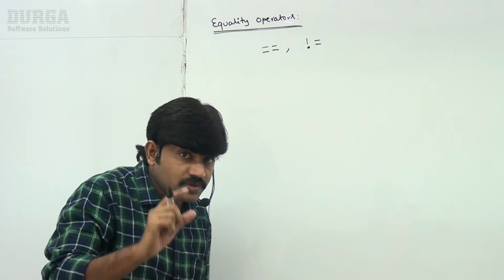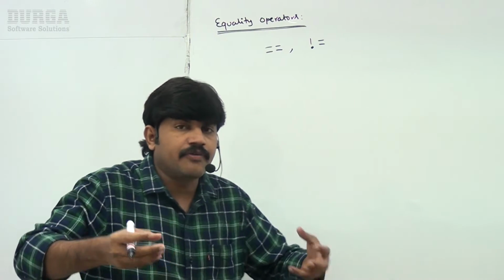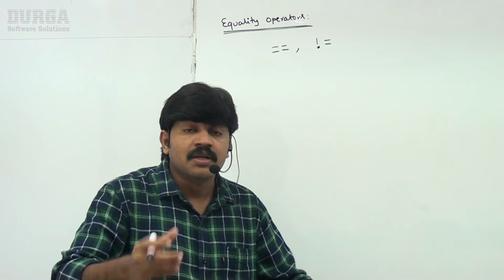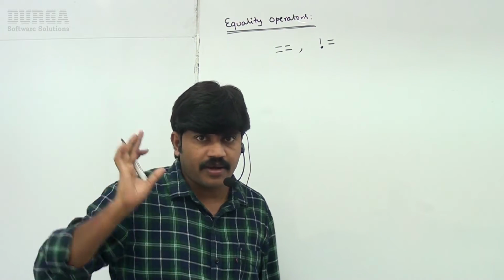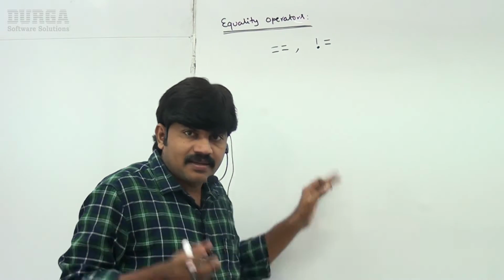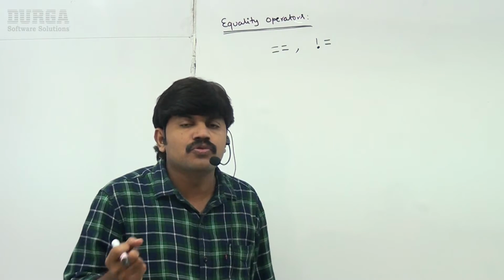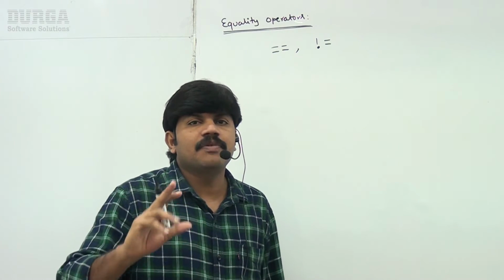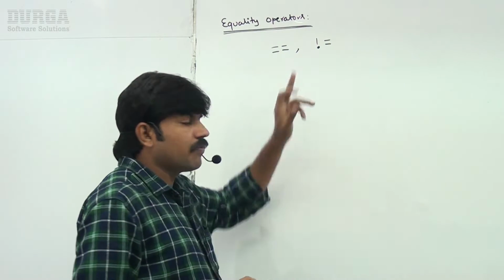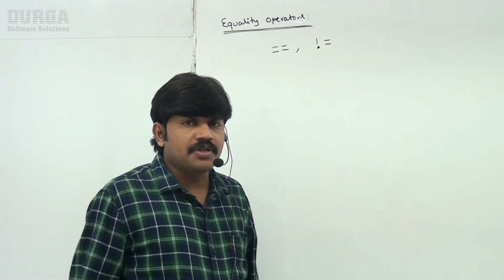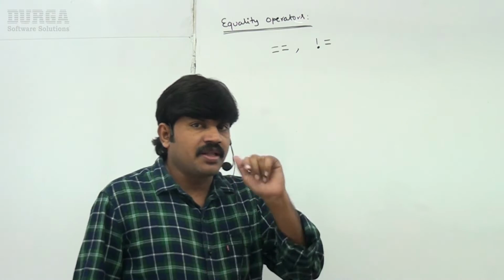We can use these operators to check whether the given two values are equal or not, whether the content is the same or not. To check equality of the given two objects, we can use equality operators. What does it mean? Can you please explain with an example?